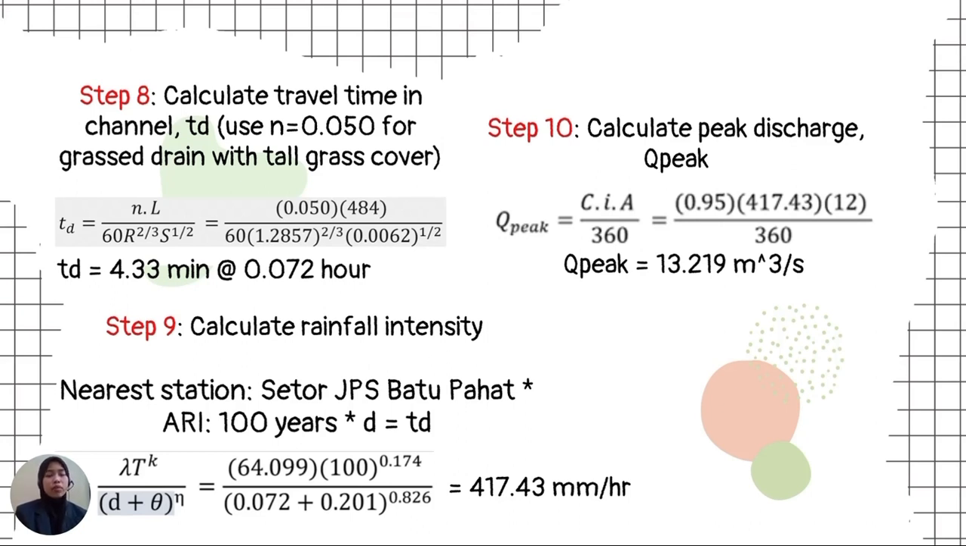Step 9, calculate rainfall intensity. Using this data, nearest station sector JPS Batu Pahat, ARI 100 years, and travel time, we get rainfall intensity is 417.43 millimeter per hour. The last step is step 10, calculate the peak discharge, Q peak. Using this formula, we get Q peak is 13.219 meter cube per second.